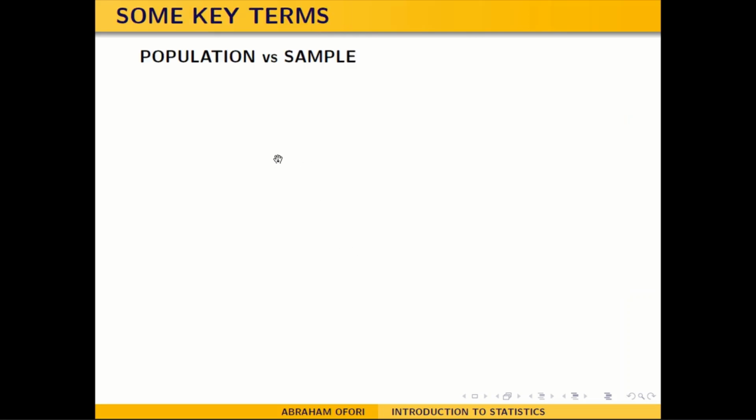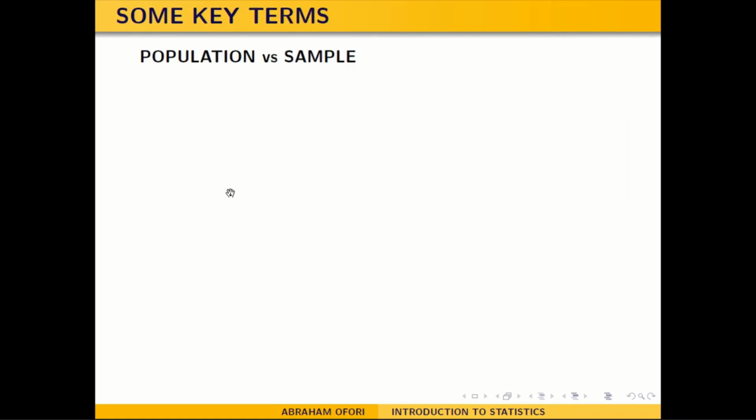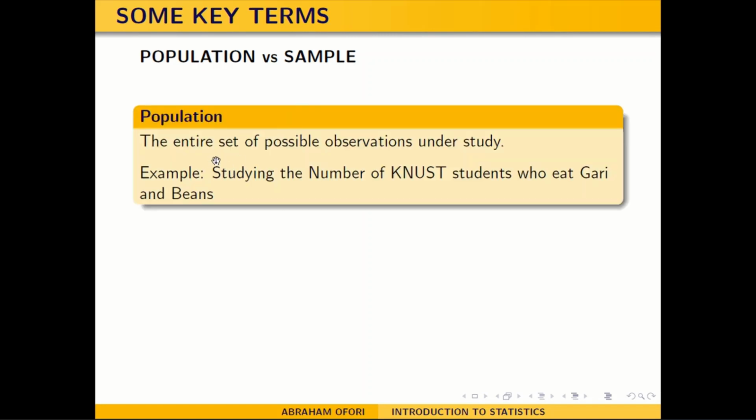So some key terms that you are supposed to know. If you remember, I mentioned something here: sample and population. So you're supposed to understand what sample means and what population also means. Okay, so population versus sample. Let's look at them. A population is the entire set of possible observations under study. So the entire set. I give an example like this: studying the number of KNUST students who eat gari and beans. So the whole set, the whole KNUST students, is what we call the population.